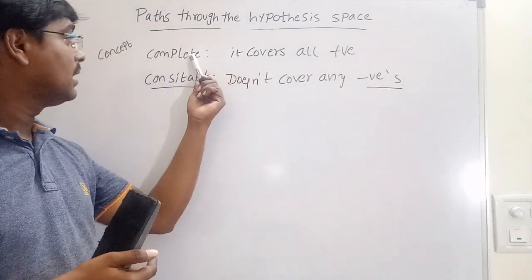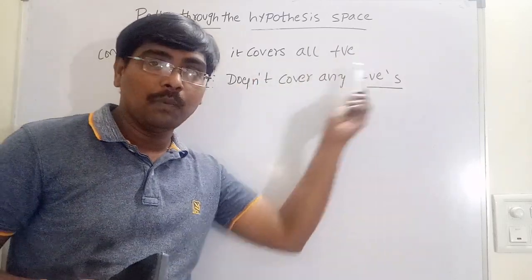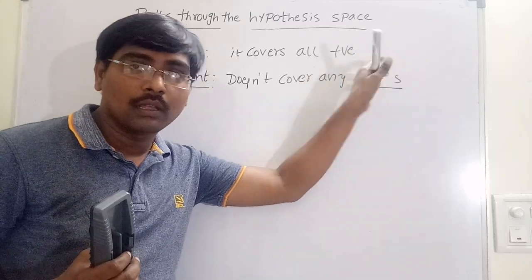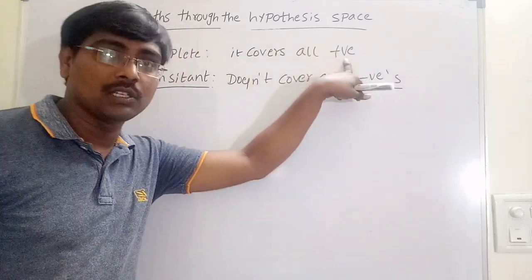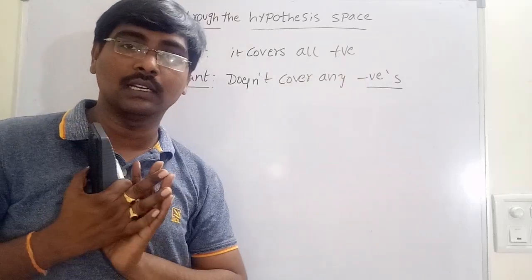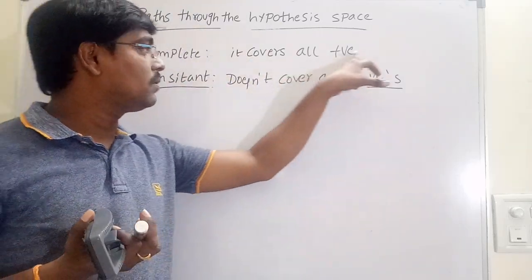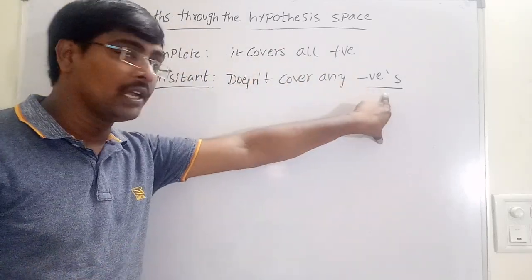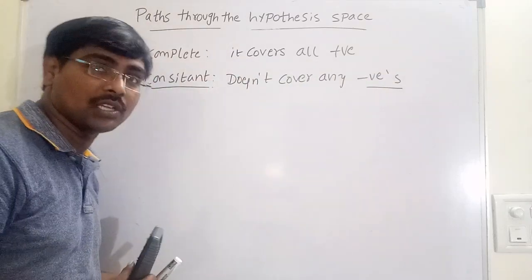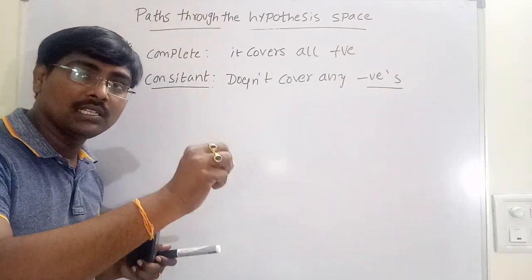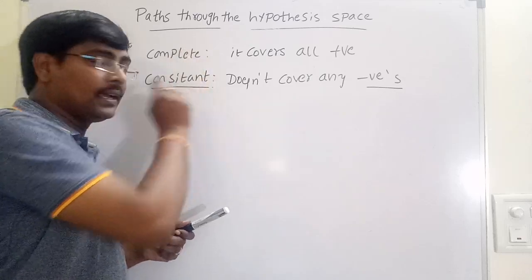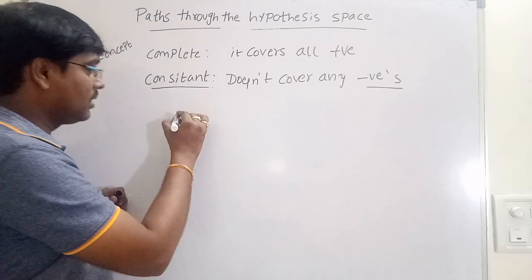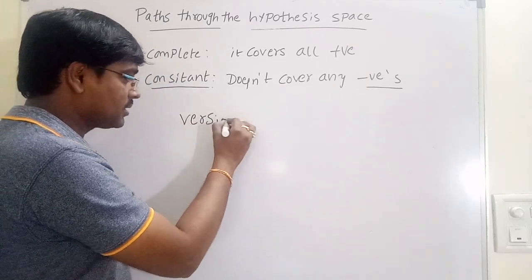Now move to the first one. Complete means it covers all the positives and at the same time it may also cover negatives. The only point is it has to cover positives, whether it covers negatives or not is not the question. If it does not cover any negatives, then it is consistent. If a concept is both complete and consistent, that is called version space.